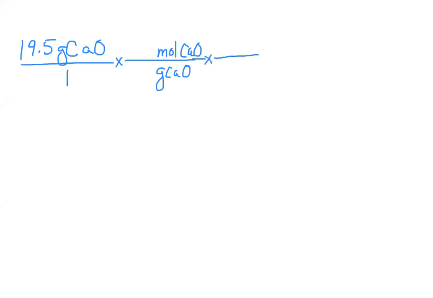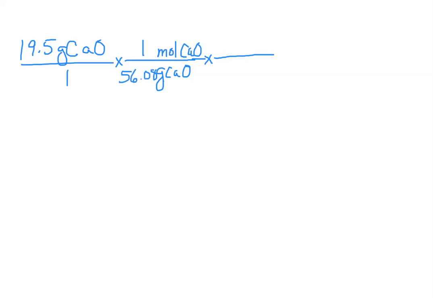And how do we put these numbers in here? When you have moles to grams, one goes with the moles. And this number right here comes from the periodic table. You're going to look up calcium and oxygen, and you're going to get 56.08.